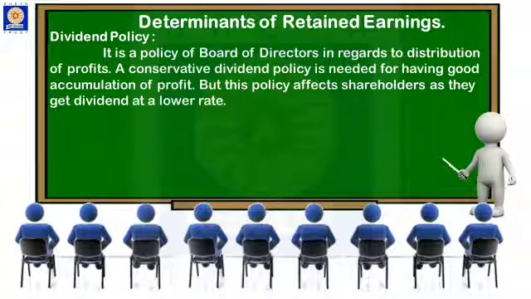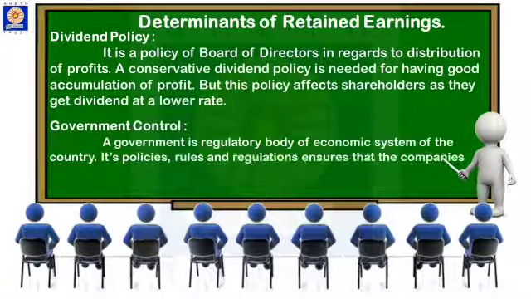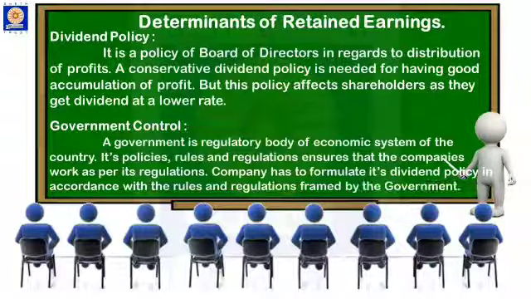Our last determinant is government control. Students, the government is a regulatory body of the economic system of the country. Every company registered under the Indian Companies Act 2013 has to follow the rules and regulations which are given by the Companies Act. And the Act has laid down various rules and regulations, even for retained earnings. The dividend policy of every company should be according to the rules and regulations framed by the government.